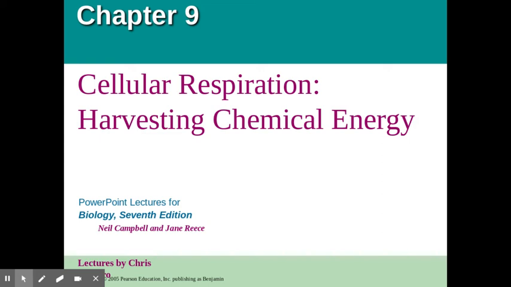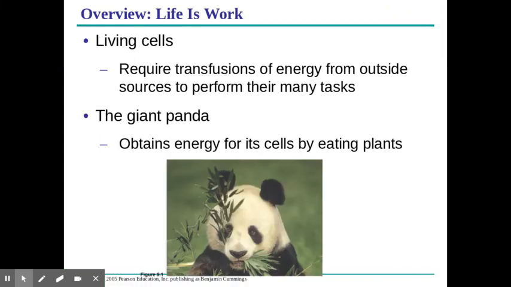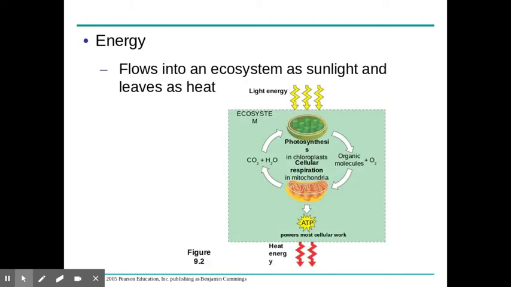All right, so cellular respiration. So living cells require energy, obviously, from outside sources in order to perform many tasks. We learned about that in the last chapter when we talked about free energy, and that's the energy that we use in our cells to perform whatever tasks that they need to. But really, it's just finding a way to use our food. So, for instance, this giant panda is going to obtain energy from eating plants. It's going to use that energy through cellular respiration, or harness that energy through cellular respiration.